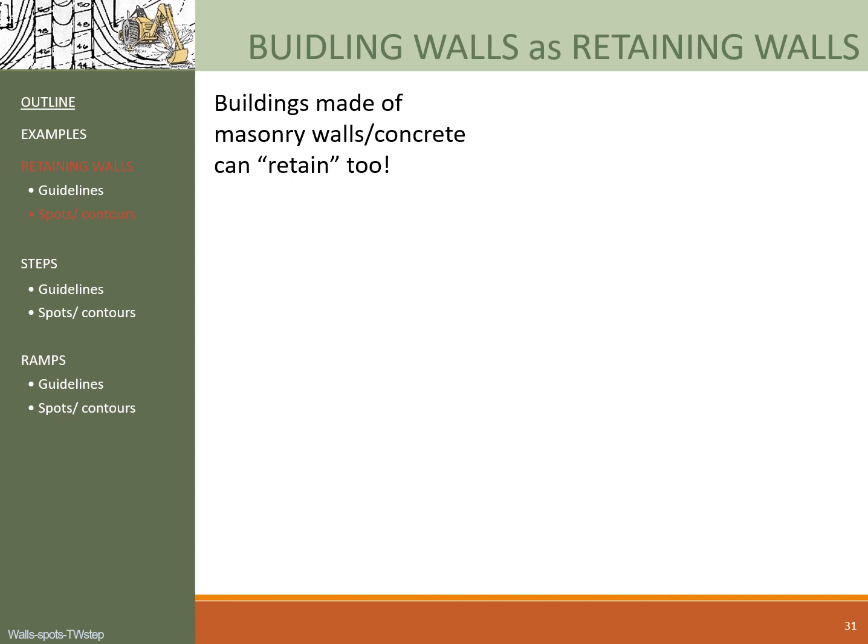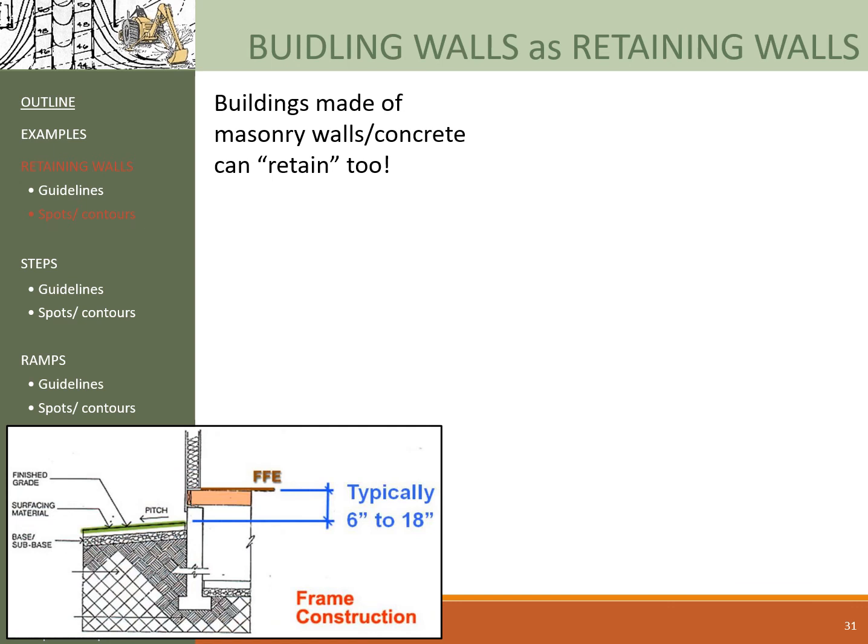With this slide, we introduce a new concept, building walls as retaining walls. So before this lecture, we talked about wood-framed building. You were taught that we need to maintain a certain elevation difference between the building FFE and its corners. The corners should be 6 to 18 inches lower than the FFE, right? But buildings with stronger materials do not necessarily have to follow that rule. Those made of masonry walls or concrete can retain soil on their own. Sometimes they are called foundation walls.